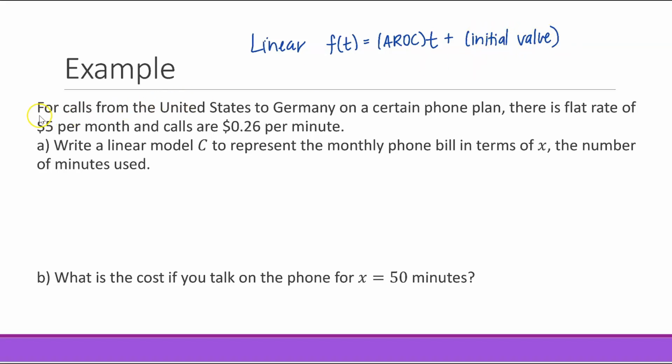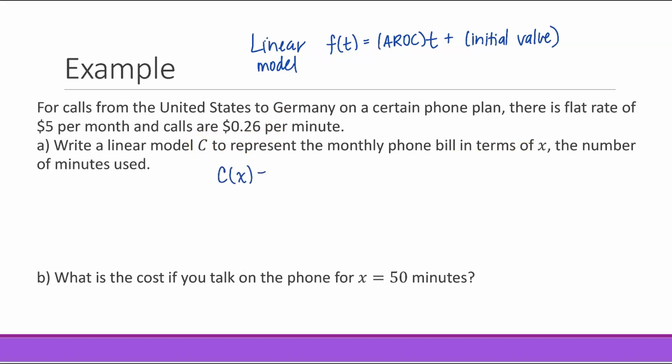So here we're going to take a look at this example. For calls from the US to Germany on a certain phone plan, there's a flat rate of $5 per month, and calls are 26 cents per minute. Write a linear model C to represent the monthly phone bill in terms of x, the number of minutes used. So up here, this is going to be our generic linear model. We need to fill in our average rate of change value and our initial value. We're not going to call it f of t though, we are going to call it c of x.